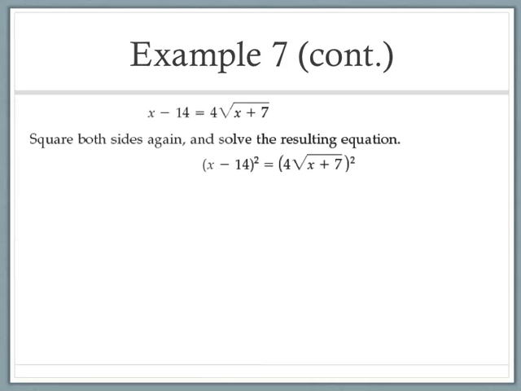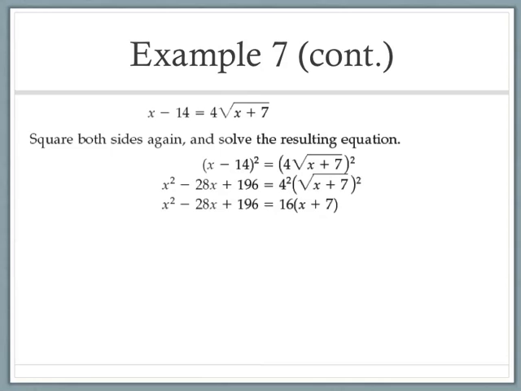So remember, this (x - 14)² you're going to have to write out as (x - 14) times (x - 14) and distribute. So this will be x² - 28x + 196, and then make sure you square everything on the right, so that would be 4 squared, and then the square root of x + 7 squared. That leaves me with 16 times (x + 7) on the right, and we can go ahead and distribute.